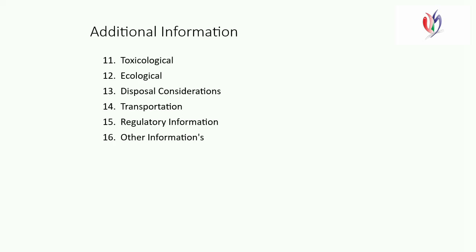Some MSDSs may contain additional useful information. For example, information about how the chemical could affect the environment, including plants and animals. How the chemical was tested for health hazards and test results. Essential shipping information, and OSHA, EPA, or other regulations that apply to the chemical or state reporting requirements.